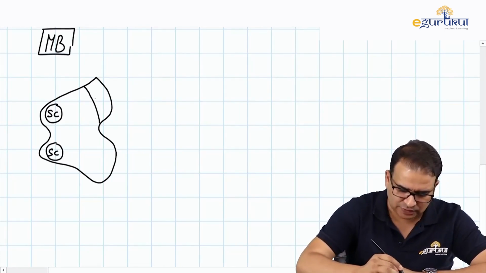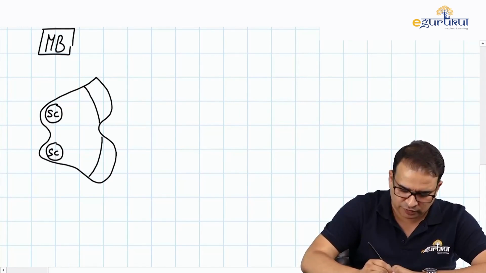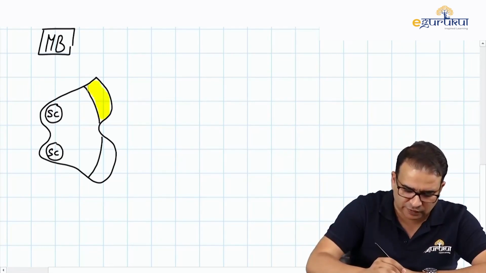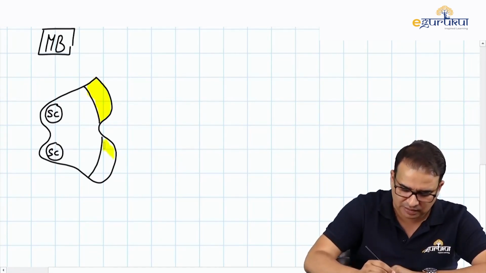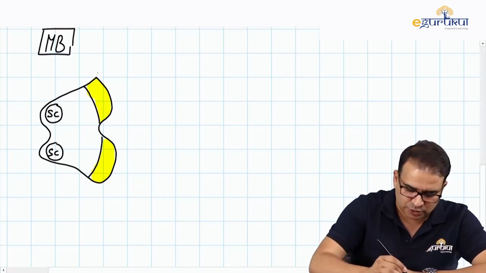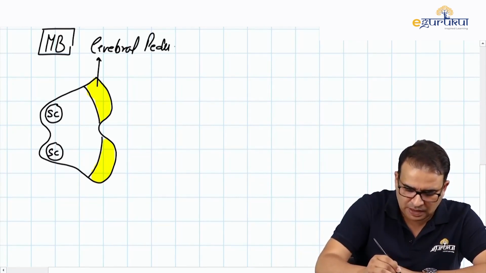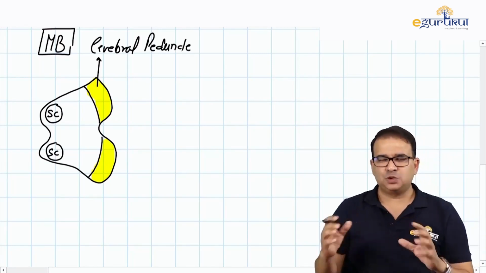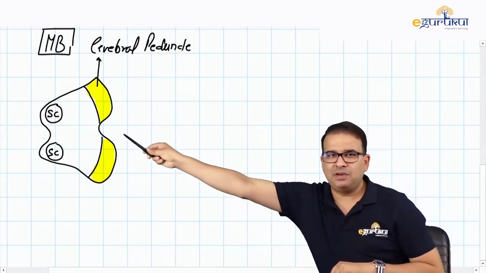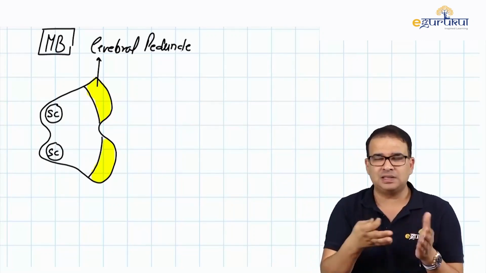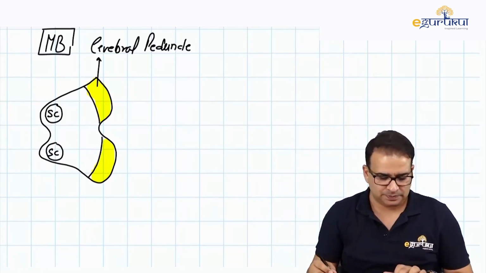We'll be discussing the parts of the midbrain in neuroanatomy, but the portion which I'm highlighting here, the ventral part of the midbrain, is called the cerebral peduncle. We can call them crus cerebri or cerebral peduncle. I should write that also. If these are the two cerebral peduncles, the space in between should be called what? Interpeduncular fossa. It's the space between the two peduncles.